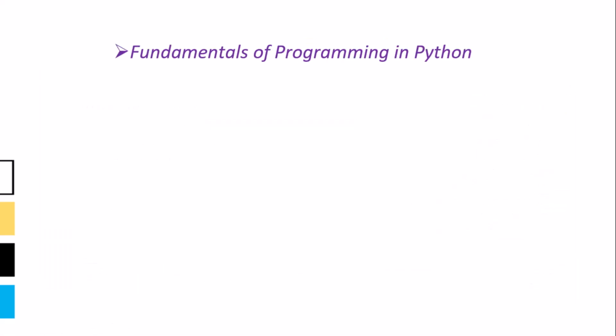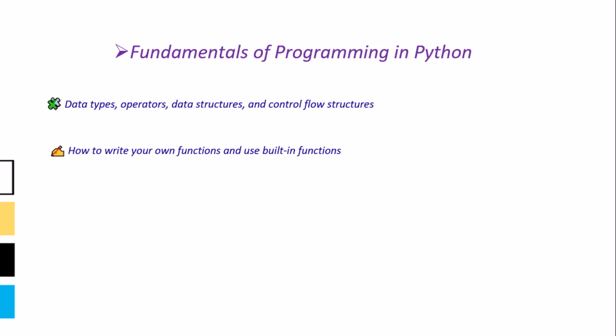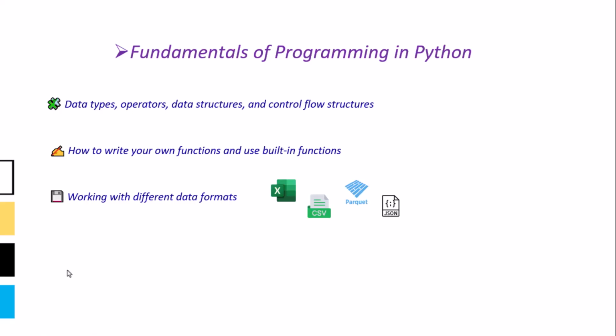We will begin by learning the fundamentals of programming in Python: data types, operators, data structures, and control flow structures. How to write your own functions and use built-in functions. A built-in function is a tool already incorporated in Python that you can use immediately to perform frequent operations without having to program them yourself from scratch. We will work with different data formats such as Excel, comma-separated value files, Parquet, and JSON. We will also see how to connect Python with SQL Server so that you can query your databases from JupyterLab.